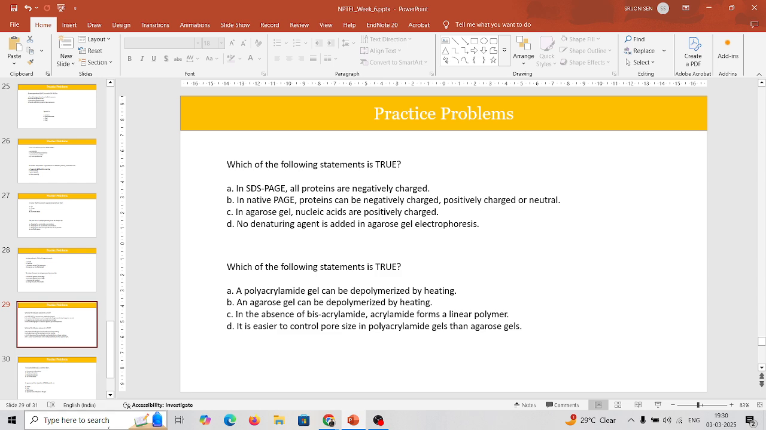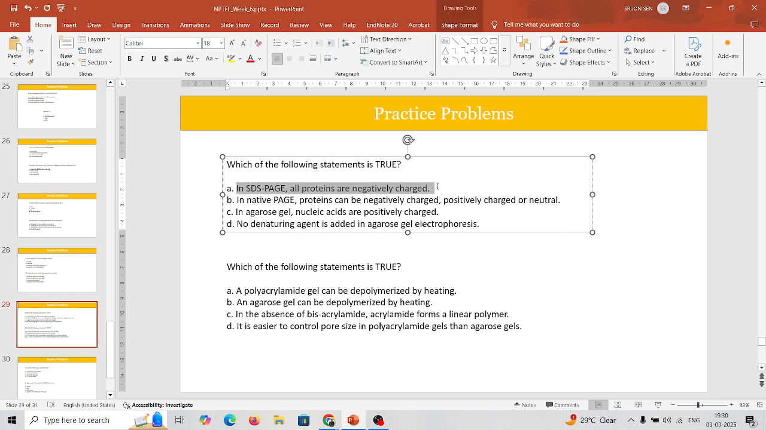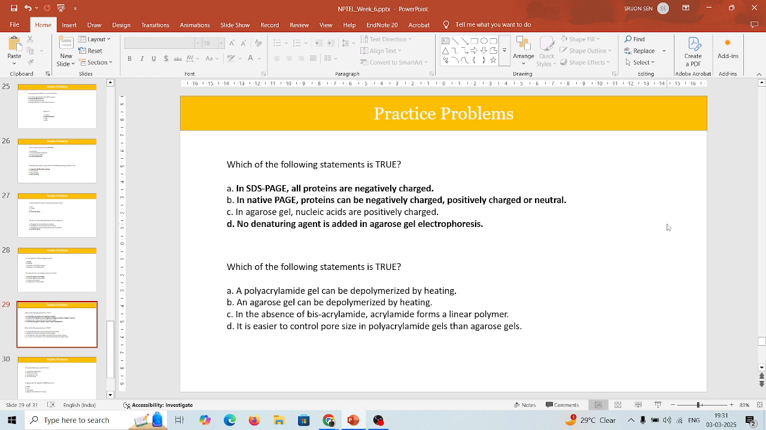A. Okay. In SDS PAGE, all proteins are negatively charged. Yes, that is right. Anything else? Yes, other things are also right. In native PAGE, proteins can be negatively charged, positively charged, or neutral depending on the pH of the buffer as well as the pI of the proteins. So A and B are correct. In agarose gel, nucleic acids are positively charged. That is incorrect. And also, we do not use any denaturing agent in agarose gel electrophoresis. So A, B, D, all three are correct.